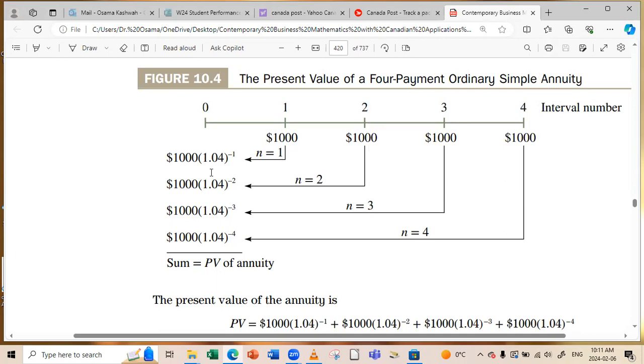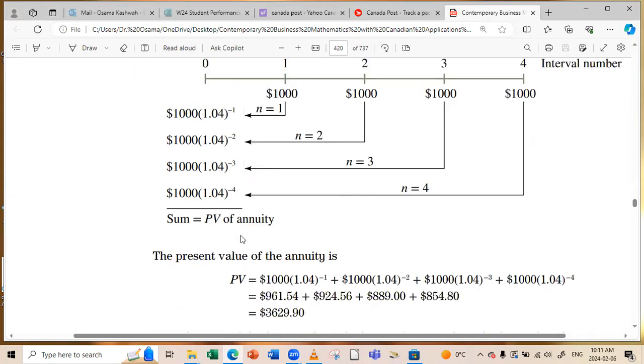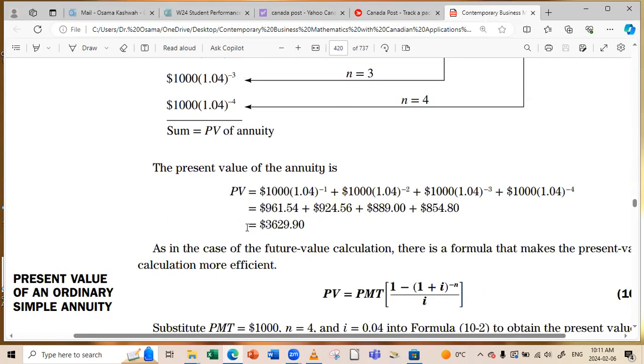What we will do now is just multiply the 1,000 times 1 plus the rate, power minus 1 for 1 year, power minus 2 for 2 years, power minus 3 for 3 years, and power minus 4 for 4 years. This shows like this when I come to do it.